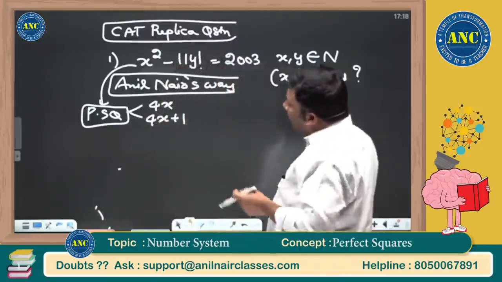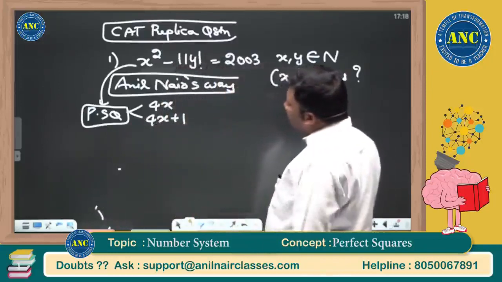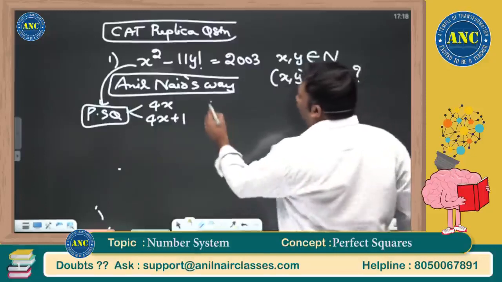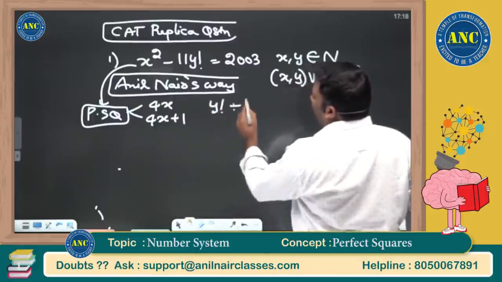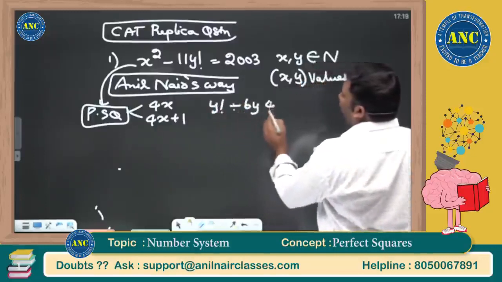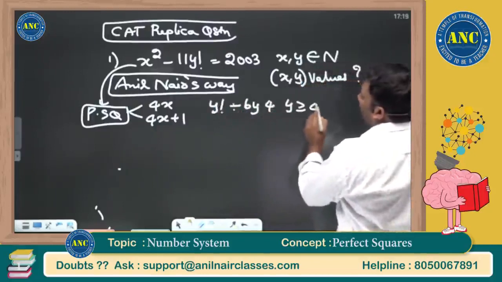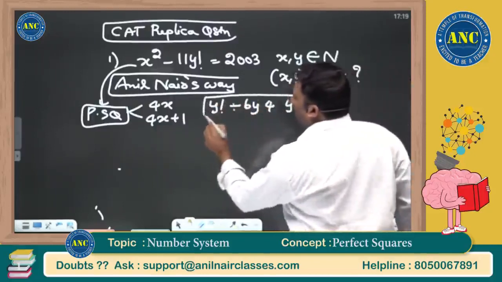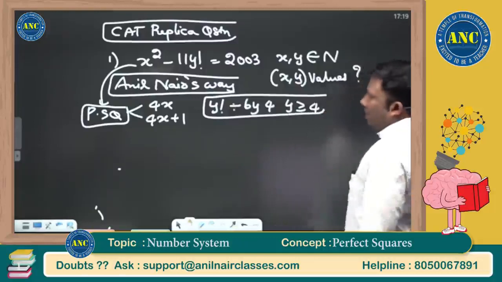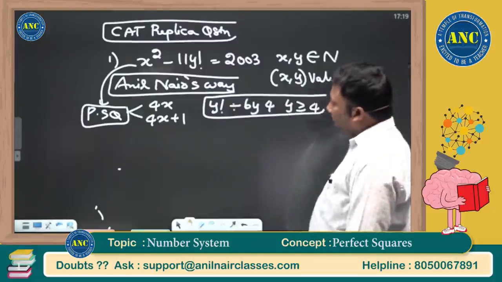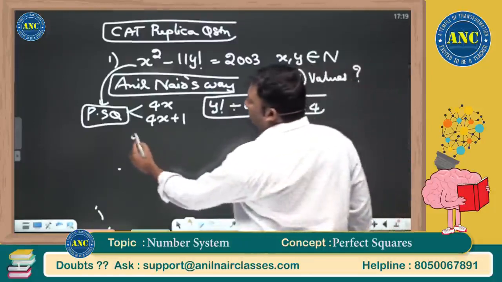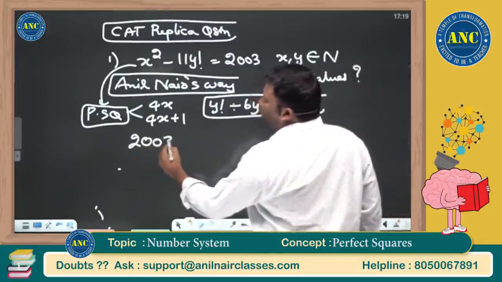A perfect square is always of the form 4x or 4x plus 1. y factorial is always divisible by 4 for y greater than or equal to 4. Now, what is another important key point? 2003.